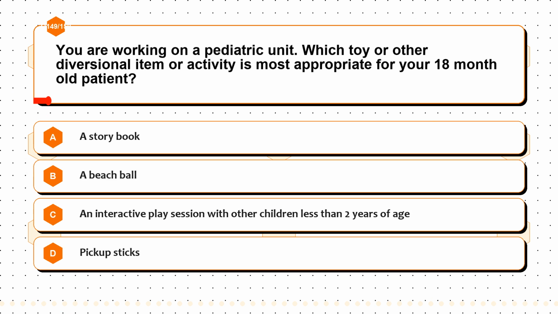Question 149. You are working on a pediatric unit. Which toy or other diversional item or activity is most appropriate for your 18-month-old patient? Here are the options. Option A. A storybook. Option B. A beach ball. Option C. An interactive play session with other children less than 2 years of age. Option D. Pick up sticks.